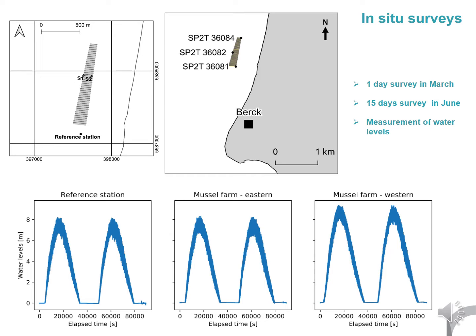For the hydrodynamic monitoring, we performed two surveys in 2020. We performed a 1-day survey in March, and we performed a 15-day survey in June. So in the second survey, we have the whole neap-spring cycle. We located the sensors at different locations in the mussel farm. What you can see below is the result from the first survey during two tidal cycles.